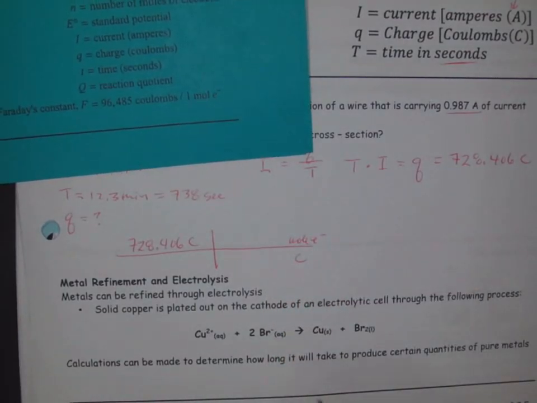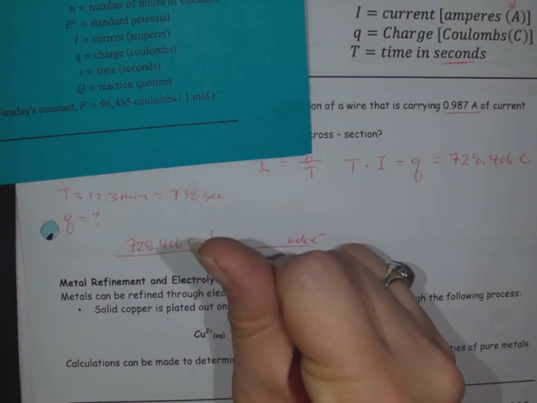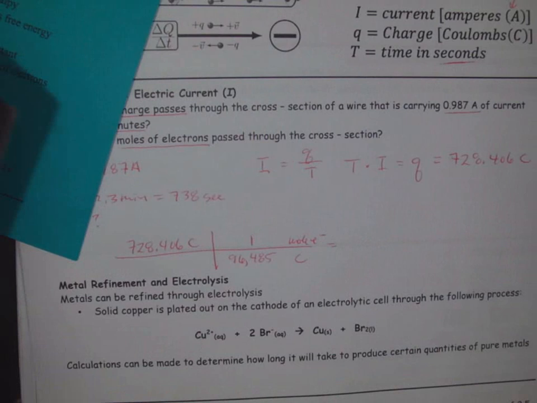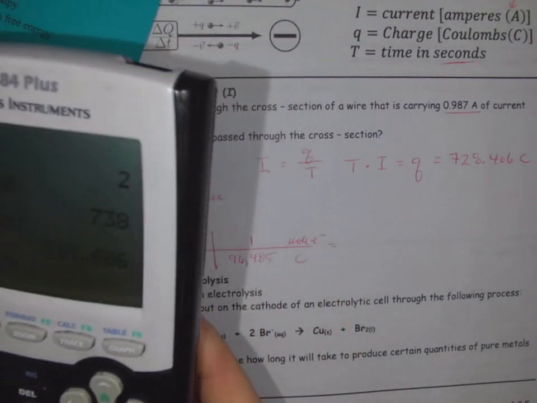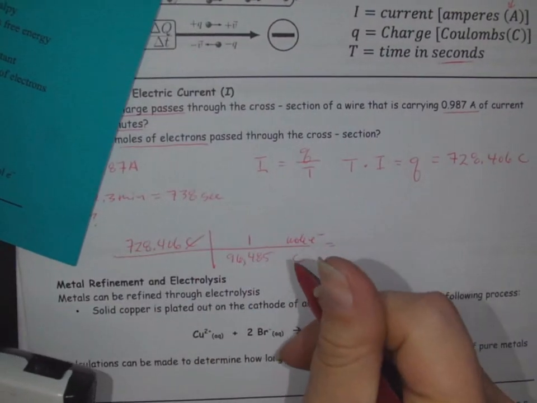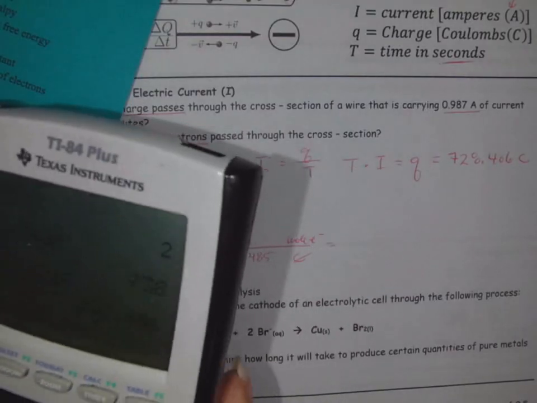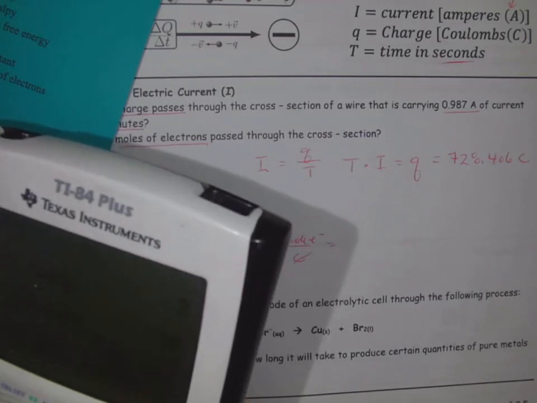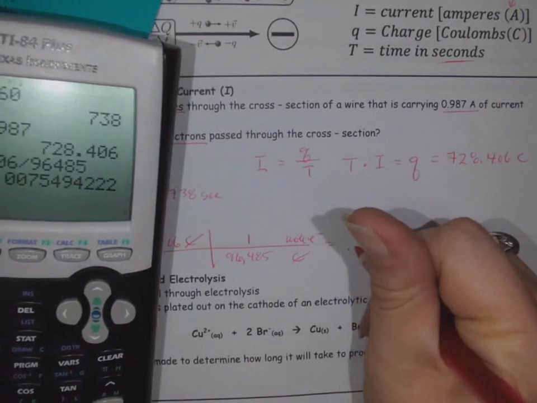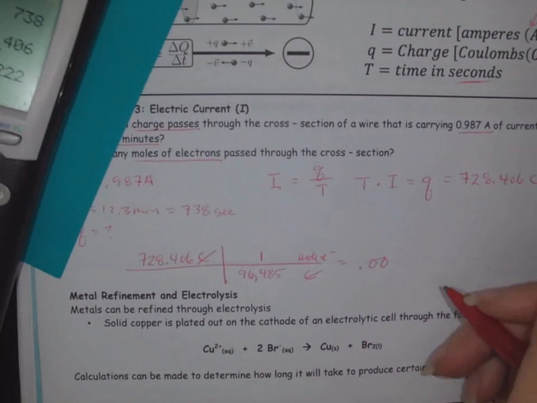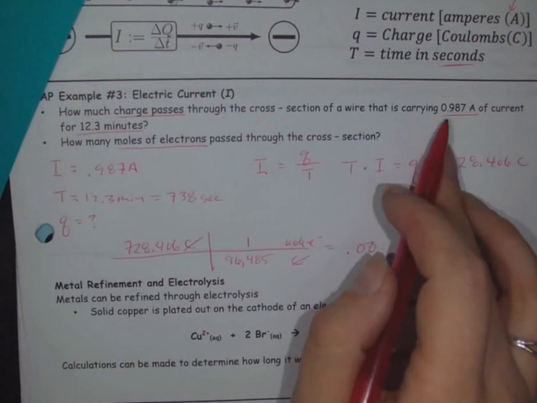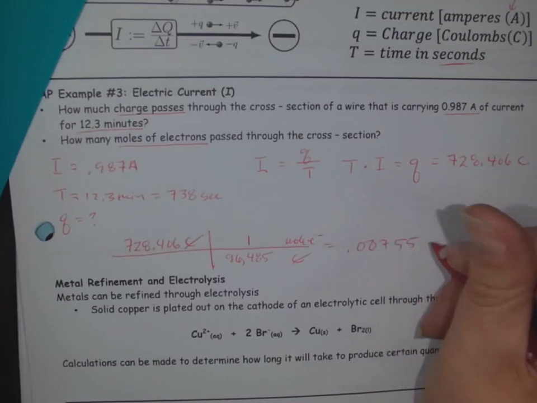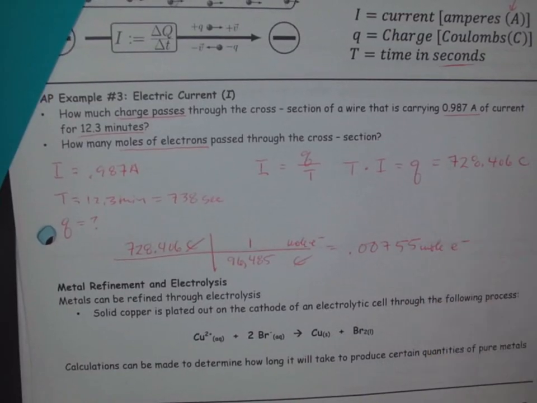So that's going to go right up there. And we have 96,485 coulombs per mole. So if I take this and I divide those coulombs, then we only have 0.00, now let's see, sig figs at this point. Those were 3 sig figs, so 0.0755 moles of electrons.